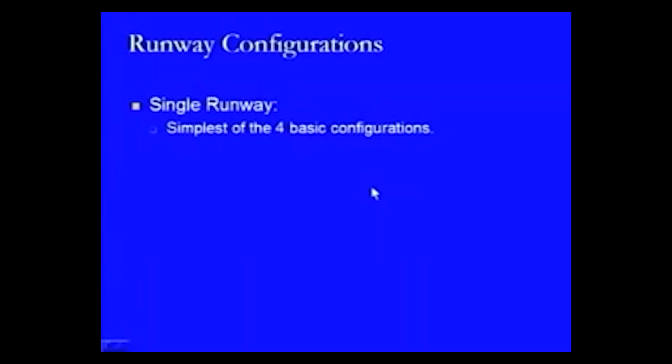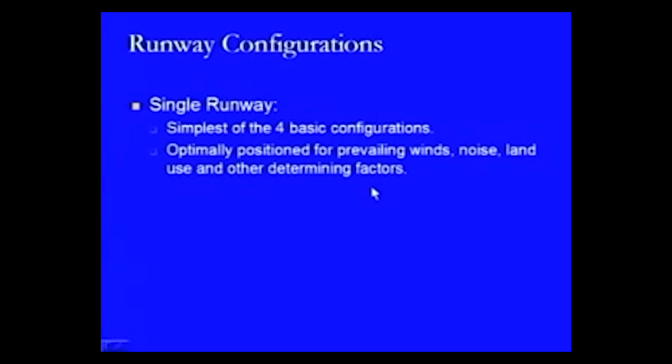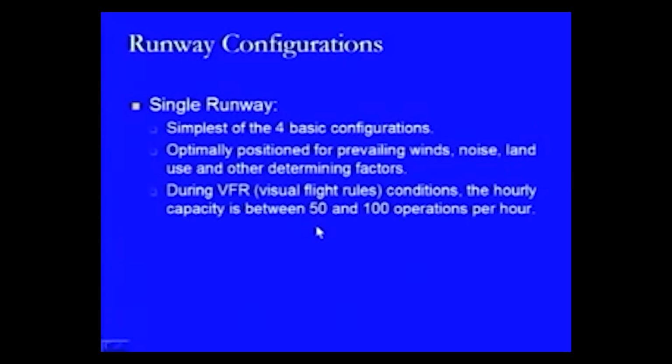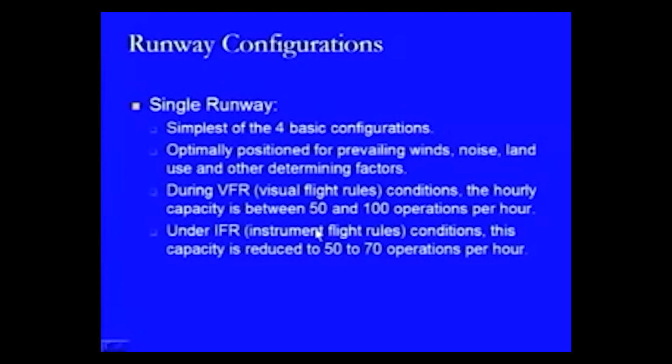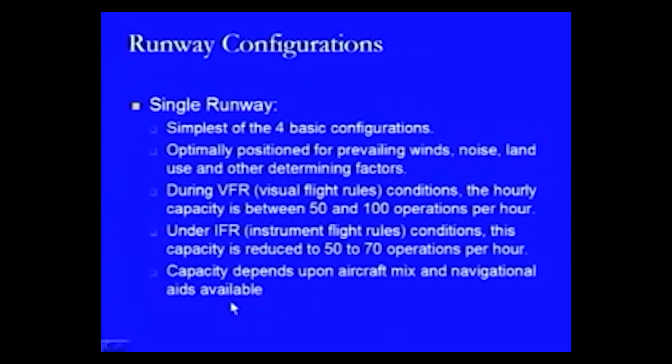In the case of a single runway, this is one of the simplest of the basic configurations, optimally positioned for prevailing winds, noise, land uses and other determining factors which determine the position of a runway strip. During VFR conditions, the capacity of this type of runway is between 50 and 100 operations per hour, whereas in the case of IFR conditions it is reduced to 50 to 70 operations per hour. The capacity depends upon the aircraft mix as well as the navigational aids being provided.